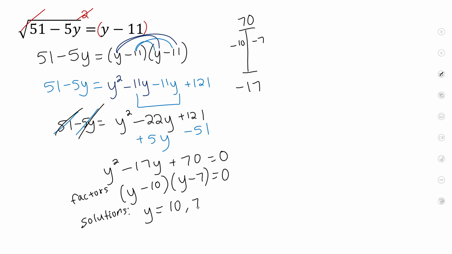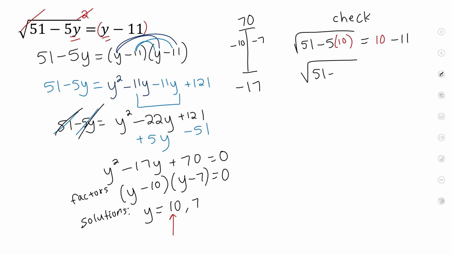All right, now let's make sure we check. So the original problem is this. I'm going to plug in 10 first. So I'll plug in a 10 right here and right here, because those are the 2 places where I had y's. All right, so let's simplify this. 51 minus 5 times 10 is 50. 10 minus 11 is negative 1. 51 minus 50 is 1. The square root of 1 is 1. This is not true. So that is not an answer.